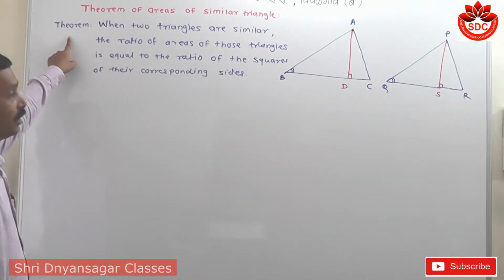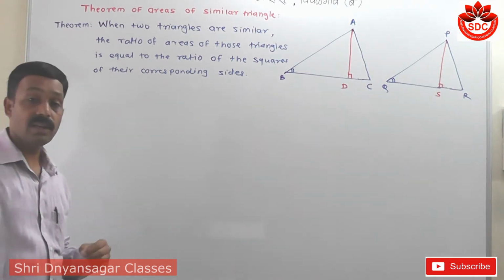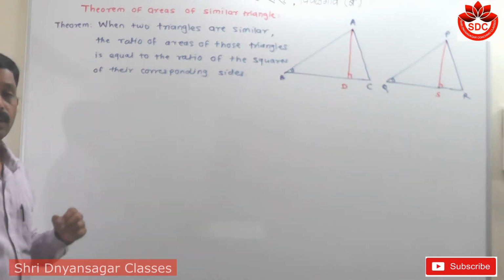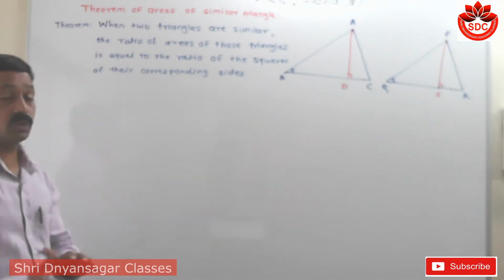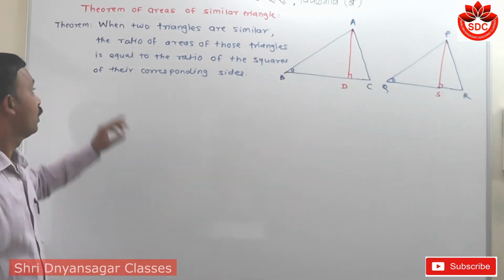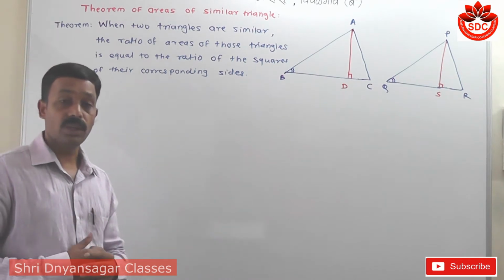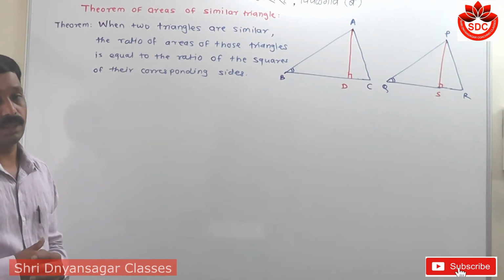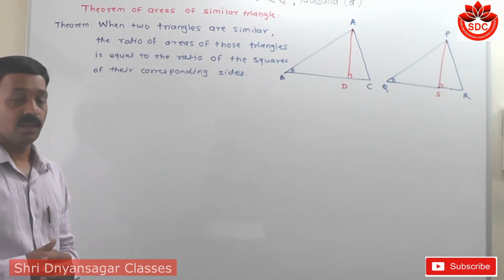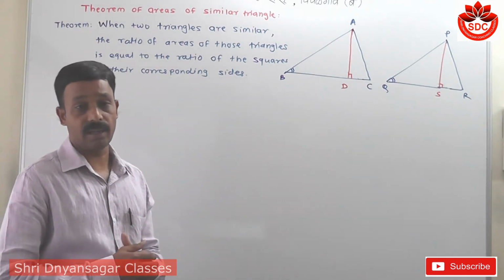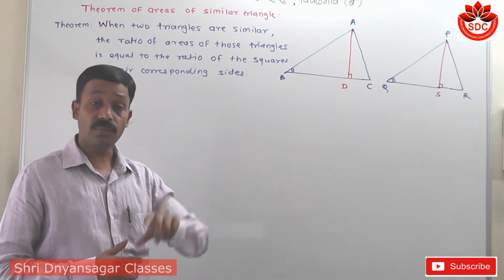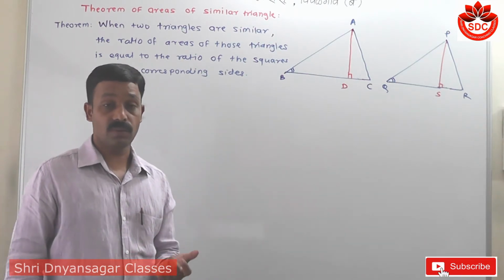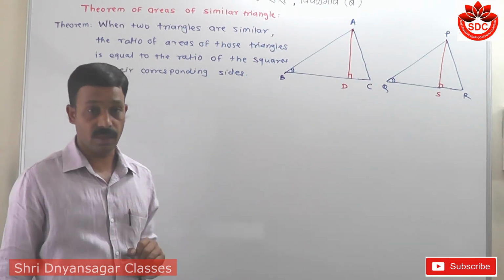Theorem: when two triangles are similar, then the ratio of the areas of those triangles is equal to the ratio of the squares of their corresponding sides. Means that in any two similar triangles, the ratio of areas of these two triangles is equal to the ratio of the squares of their corresponding sides.